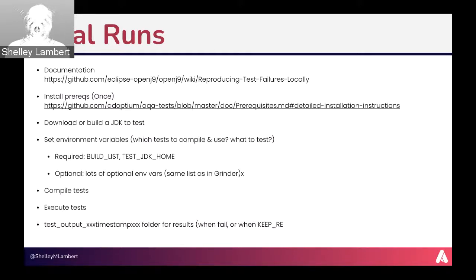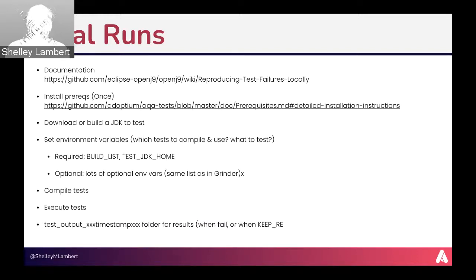And that's related then to the two required environment variables for running tests locally. You need to tell us what you want to test, and you tell us that through the TEST_JDK_HOME environment variable. And then you need to tell us what you want to compile and what tests you might want to execute. And you do that by the BUILD_LIST environment variable. There's lots of other environment variables, but I'm not going to cover them today.